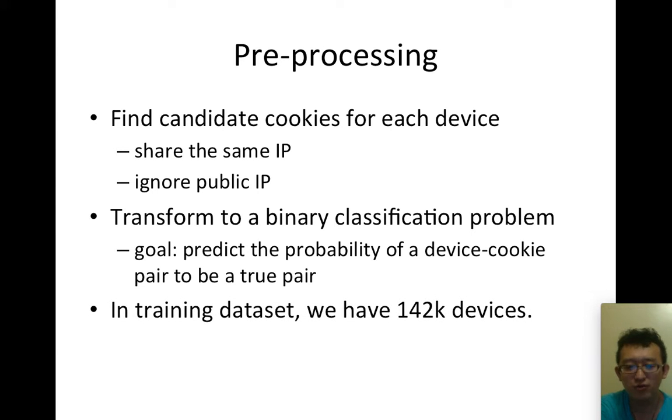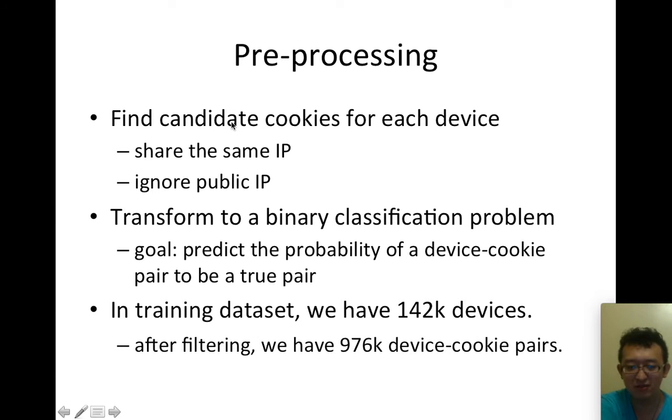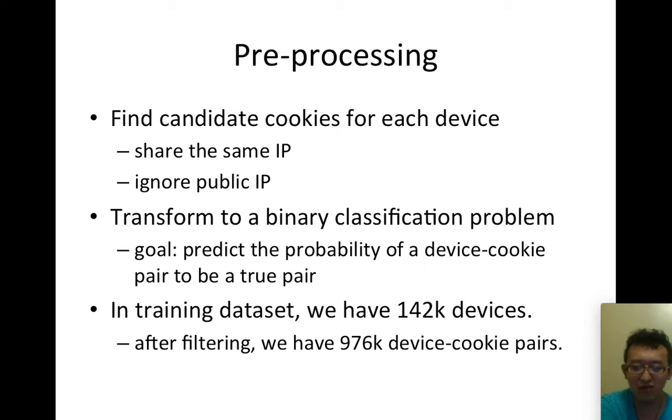In the training set, we are given 142,000 devices, and based on this criteria, we reduced them to 900,000 device cookie pairs. In most cases, for each device, we have several candidate cookies. So we have more device cookie pairs than the number of devices in the training set.